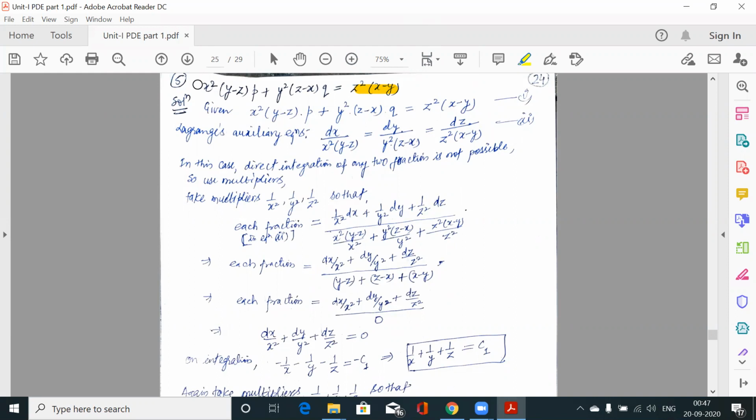So this is the question: (y² z − z p) plus (y² z − x q) is equal to z² x − y. This equation is already in the standard form, Lagrange's form. So directly we get this is capital P, this is capital Q, and this is capital R. So these are Lagrange's auxiliary equations: dx over P, dy over Q, dz over R.